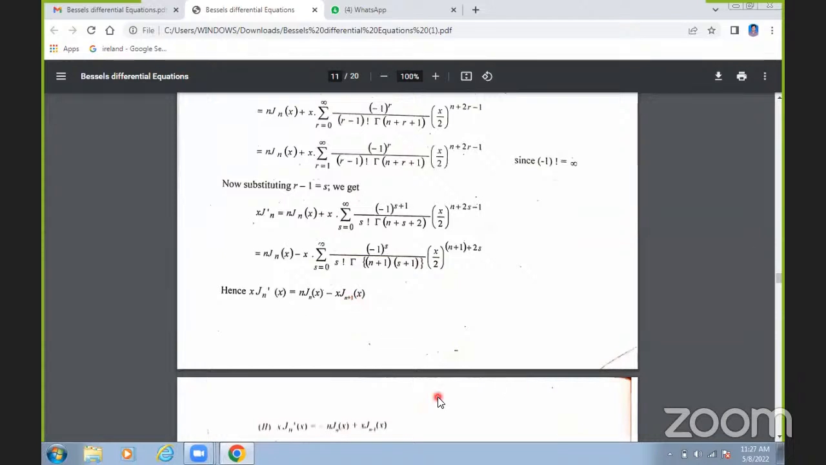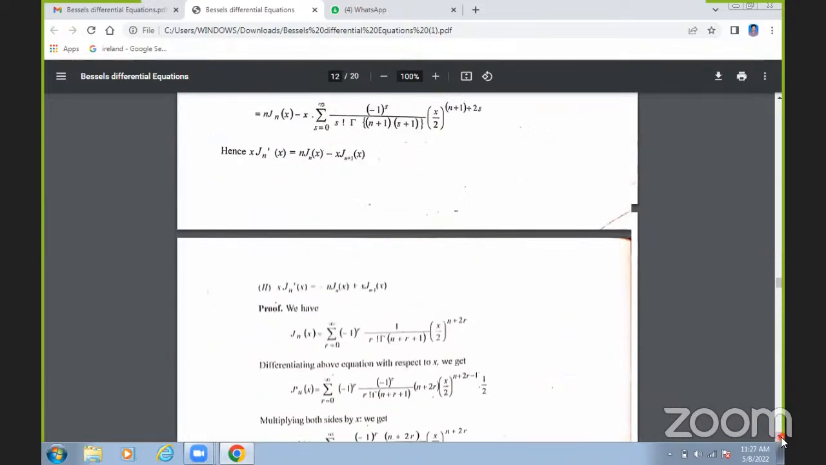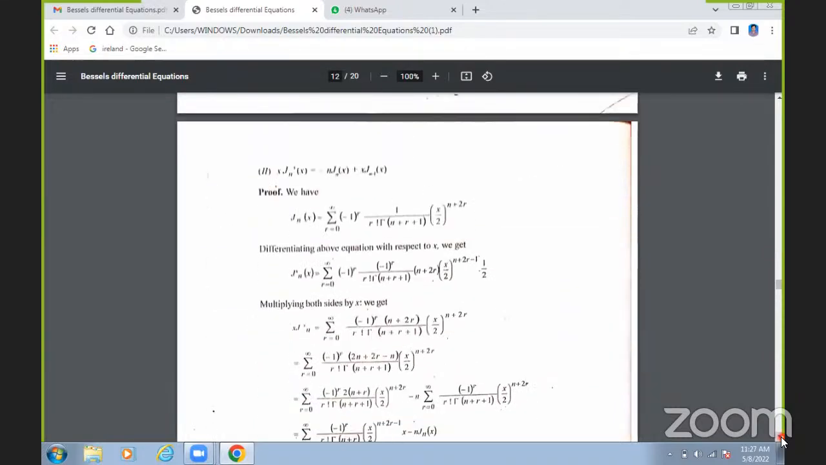Right. Similarly, we have the second and third recurrence relations. There are 4 recurrence relations for Bessel's differential equation. So the second recurrence relation, you see, this one we have. What we have to prove is that x J dash n of x is equal, here it is minus, you may not be able to see, x J n minus 1 of x. So in order to prove this equation, that is the second recurrence relation, again we are going to take the Bessel's function of the first kind.